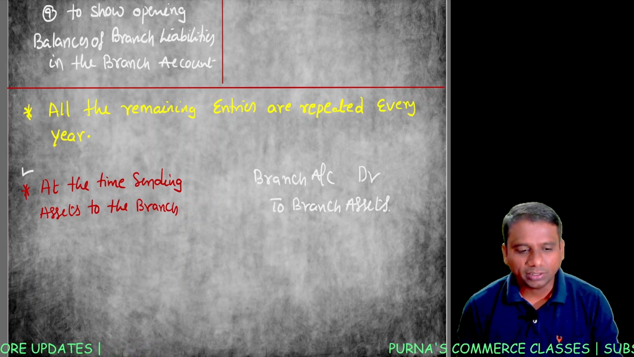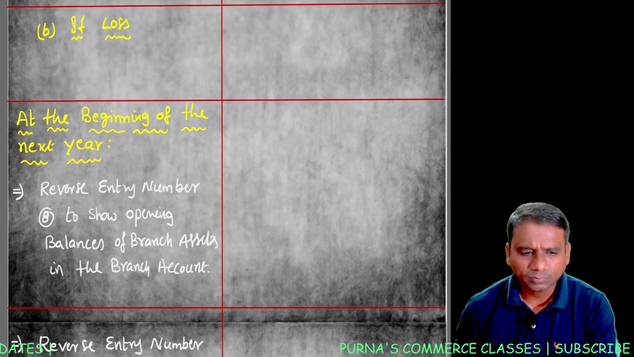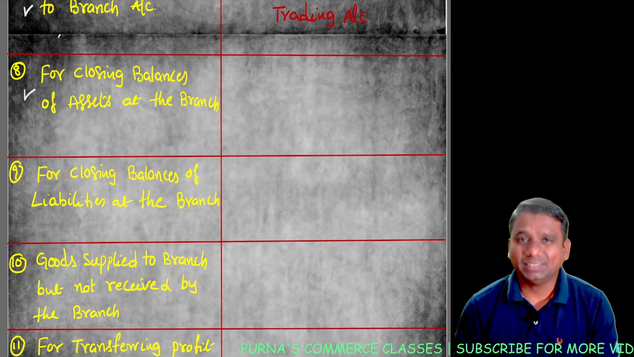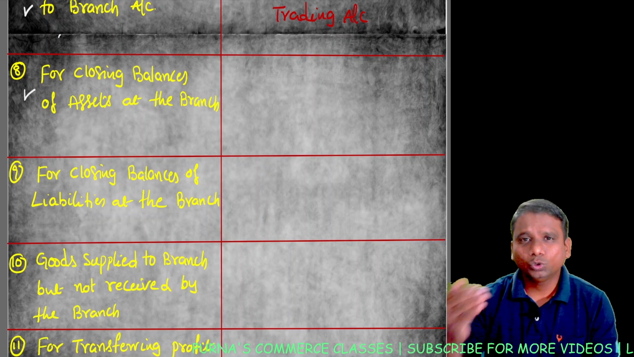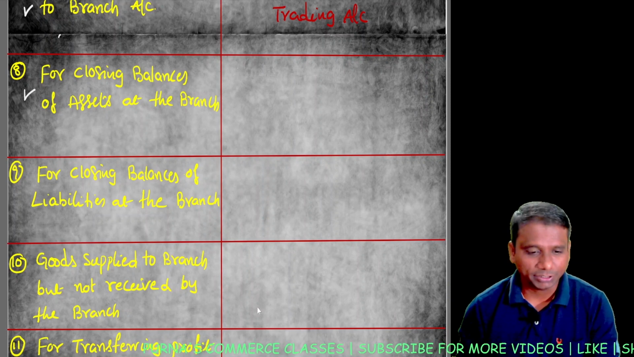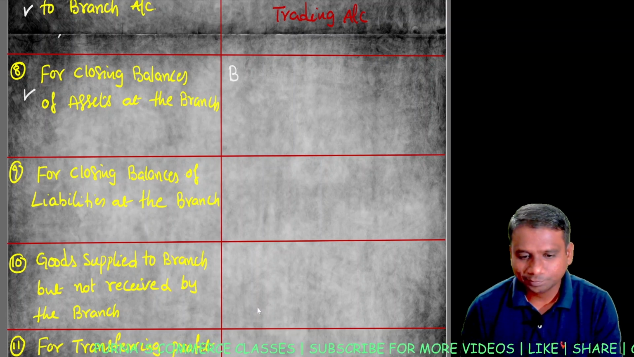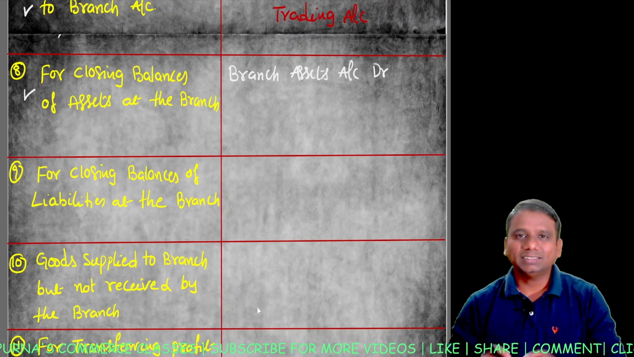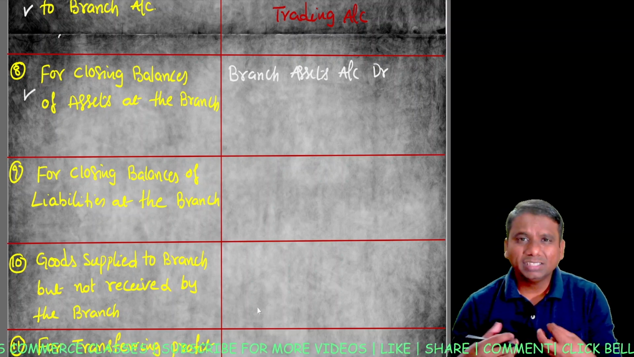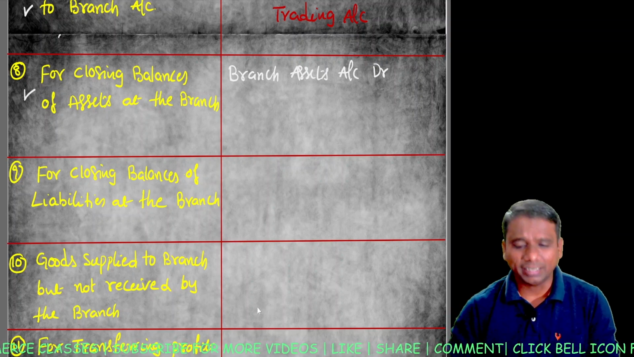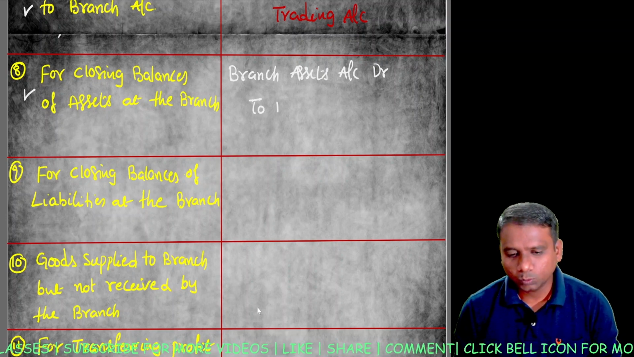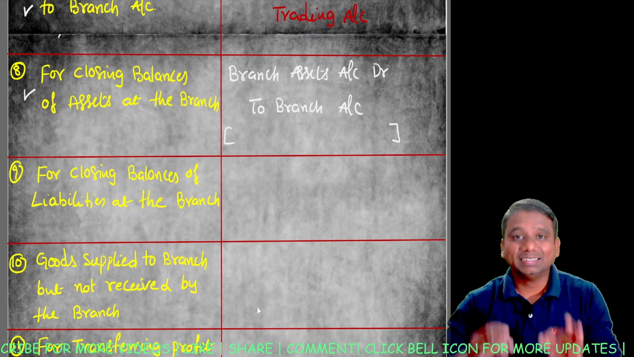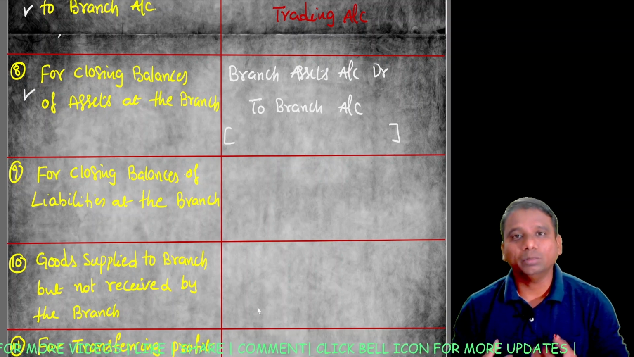Okay. After writing this entry, now tell me. Now the branch is having assets. We have to incorporate those assets in our balance sheet. For that, what is the entry we'll write? Branch assets account debit. Here assets consist of current assets and fixed assets. If it is a fixed asset, deduct the depreciation and take the net amount. Branch assets account debit to branch account. We are taking the closing balances of assets at the branch into our books of accounts.